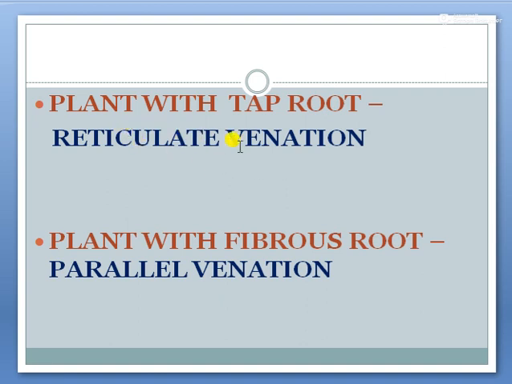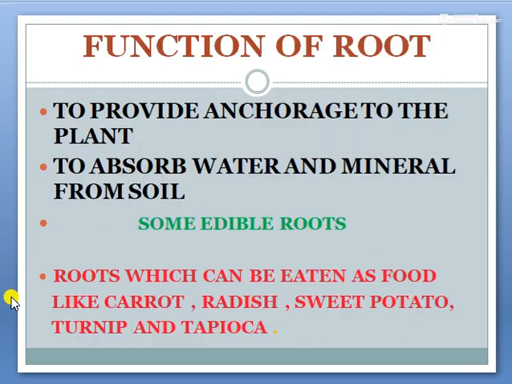Now students, there is a relationship between the root system of the plant and the venation of its leaf. Now if the plant has taproot, the leaves of such plant would have reticulate venation. Alright. And if the plant has fibrous roots, the leaf of such plant would have parallel venation. So taproot means reticulate venation and fibrous root means parallel venation.